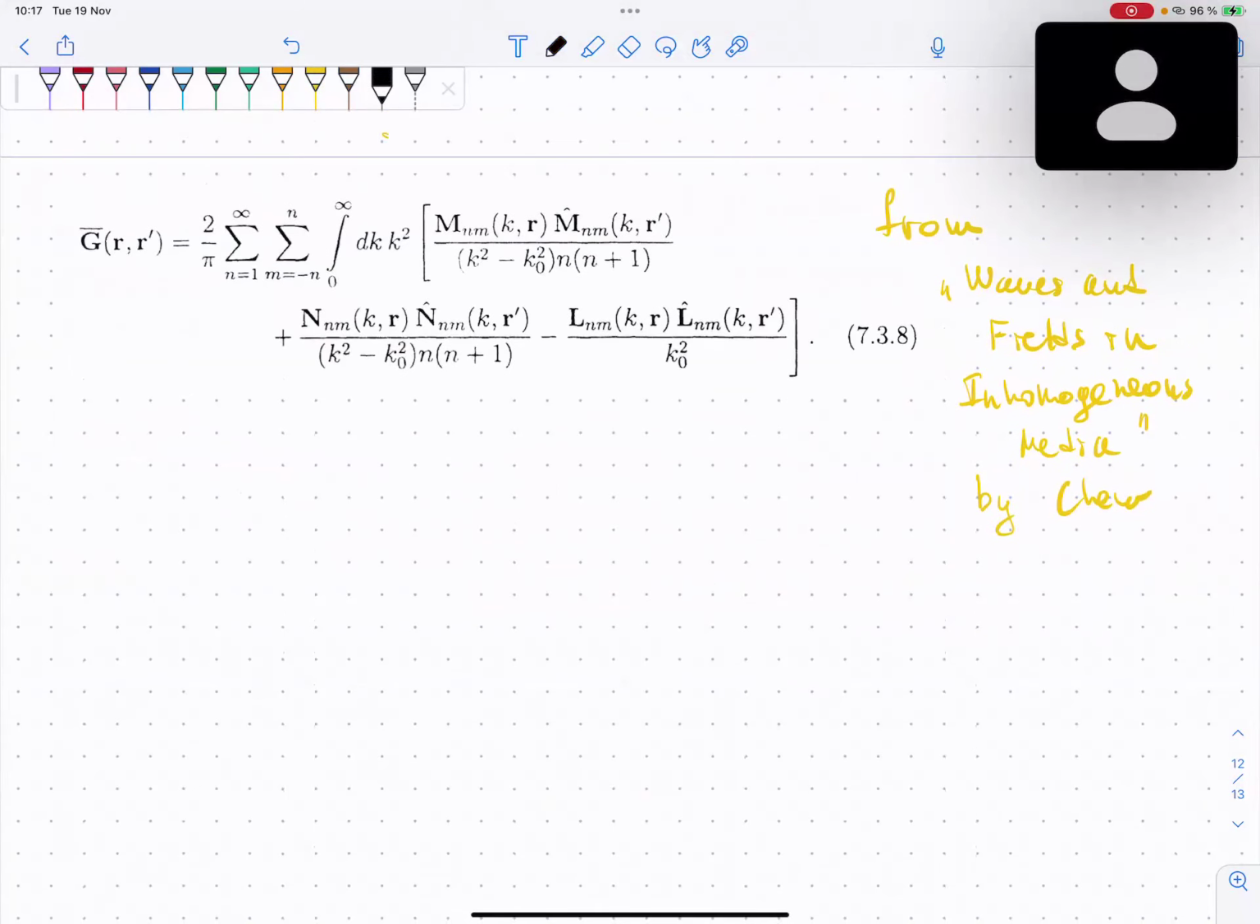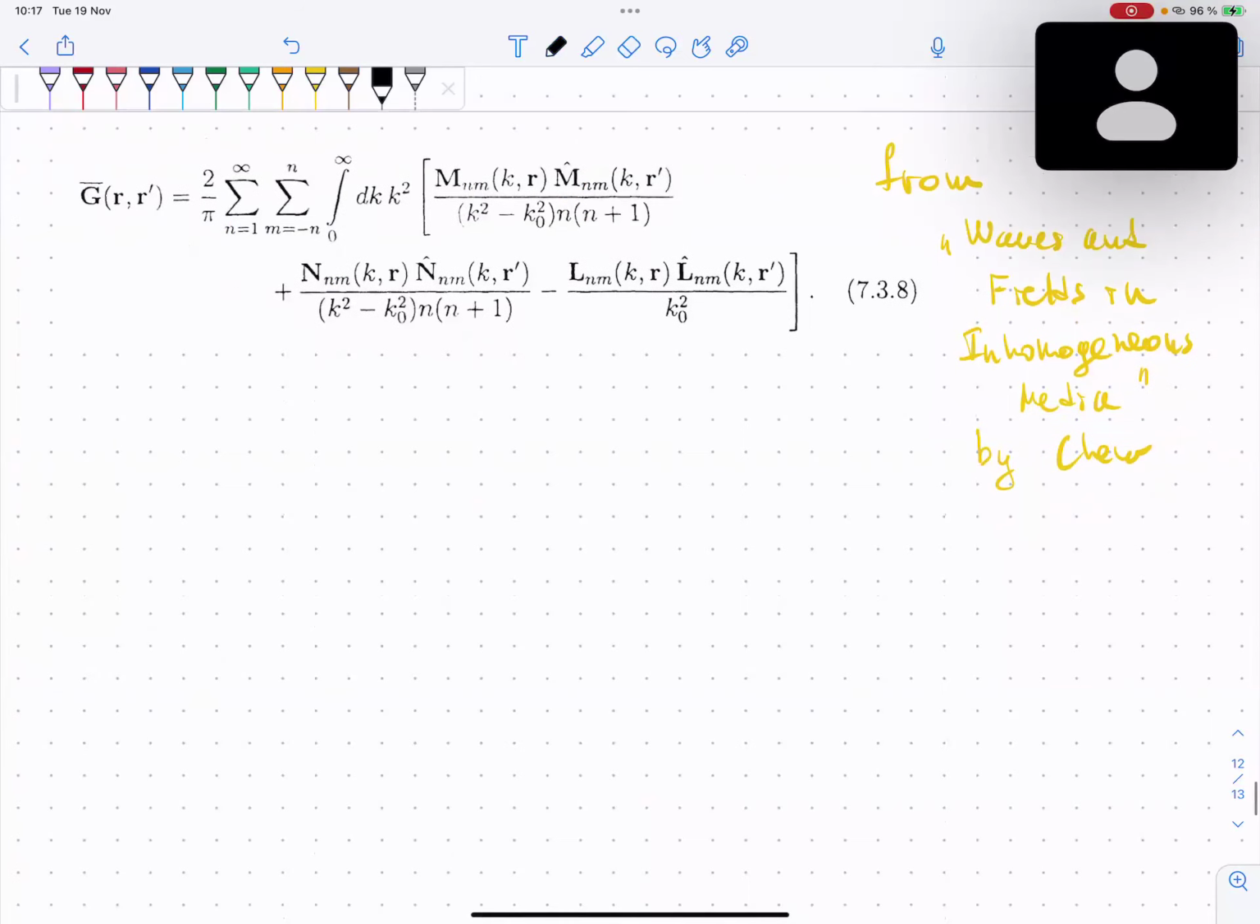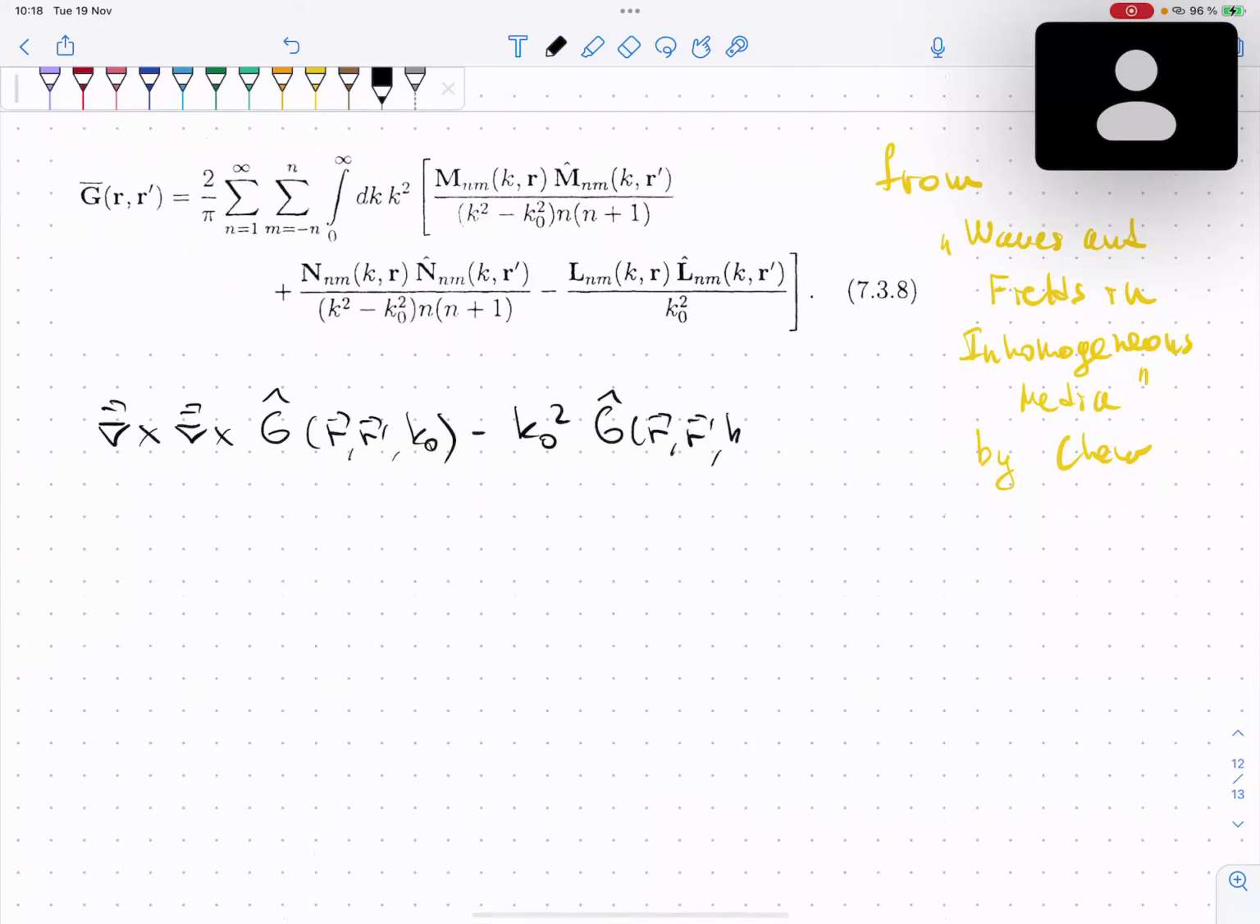So basically here, in my notation, this is L. Each n here is L, but I will leave it like this. This is the expression for the Green function which satisfies the following equation. You can find the derivation in this book: k0 squared times the Green function of R and R prime equals delta of R minus R prime.